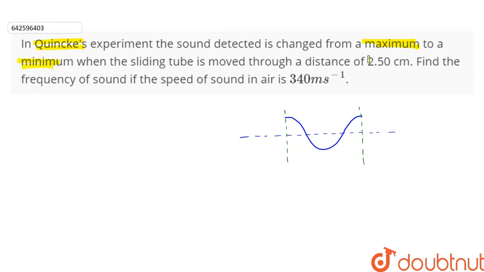In Quincke's experiment, the sound detected is changed from maximum to a minimum when the sliding tube is moved through a distance of 2.5 centimeter. Find the frequency of sound if the speed of the sound in air is 340 meter per second.